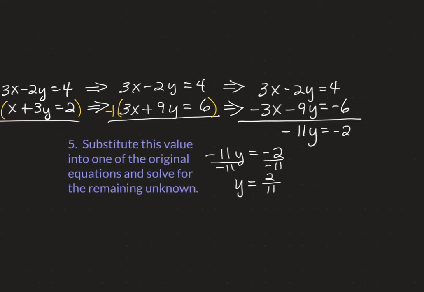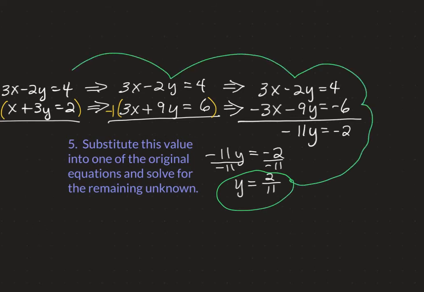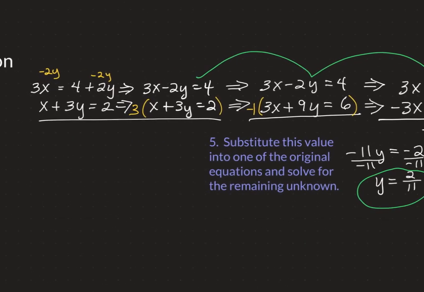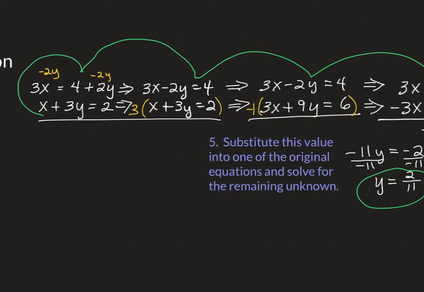Now I'm going to substitute this into one of the original... wait a minute, the original ones aren't there. Where do I have to go to find my original equations? I have to go all the way back to here. I realize I have this nice scrolling board. You're probably going to be limited by an 8.5 by 11 piece of paper, so I'll do one more example after this that I will try to keep on one screen.